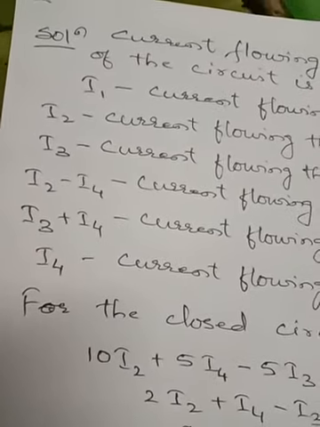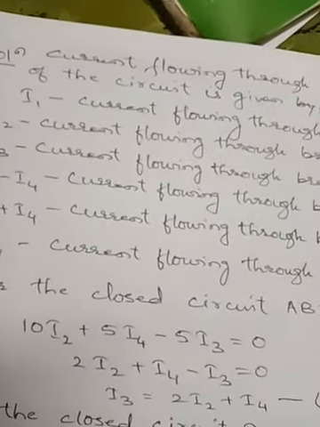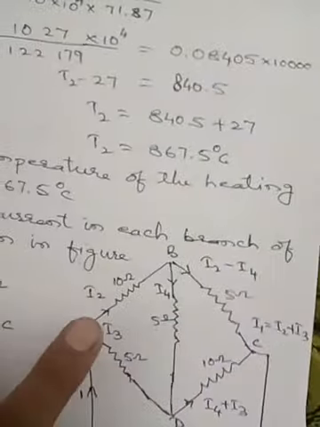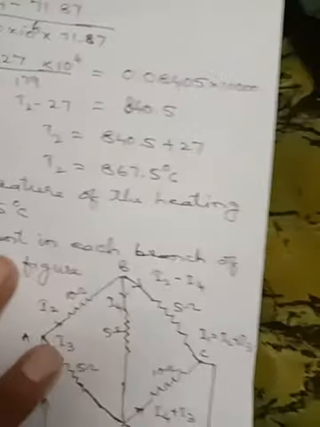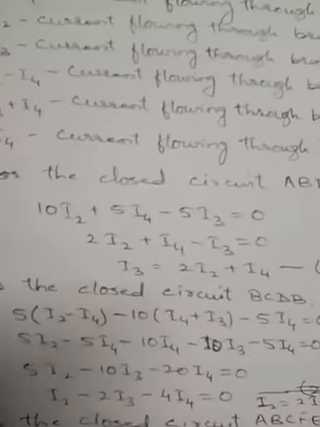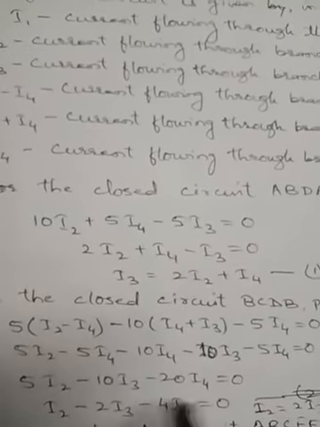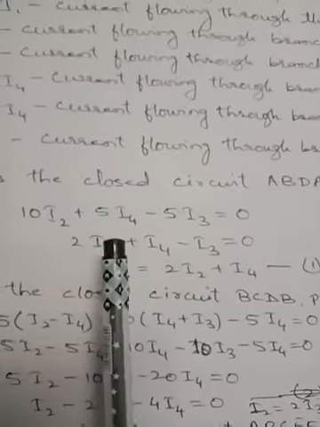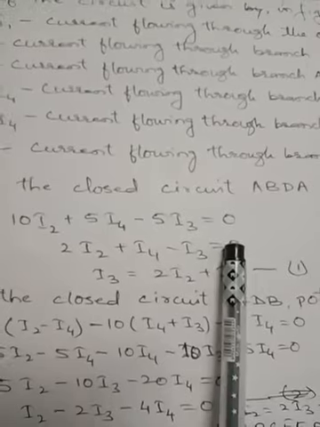Now we have to consider the closed loops. Which will be the first closed loop? ABDA. This is the first loop. In the first loop, how will the current flow? For the first closed loop ABDA, as per Kirchhoff's voltage law, what will be the value? 10I2 plus 5I4 minus 5I3 is equal to 0.